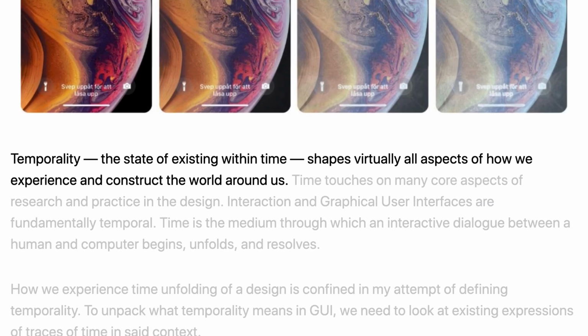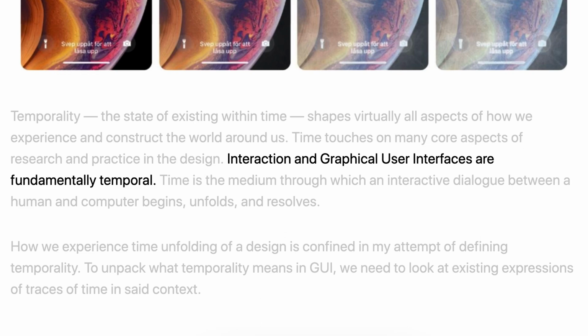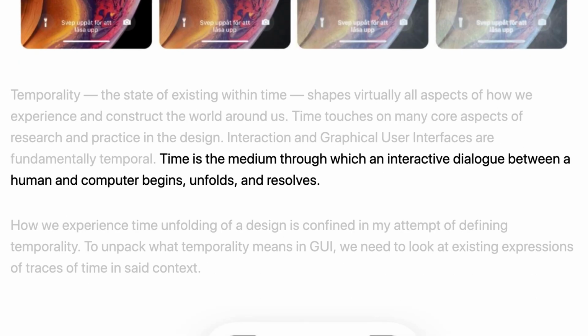Temporality, the state of existing within time, shapes virtually all aspects of how we experience and construct the world around us. Time touches on many core aspects of research and practice in design. Interaction and graphical user interfaces are fundamentally temporal. Time is the medium through which an interactive dialogue between a human and computer begins, unfolds, and resolves.